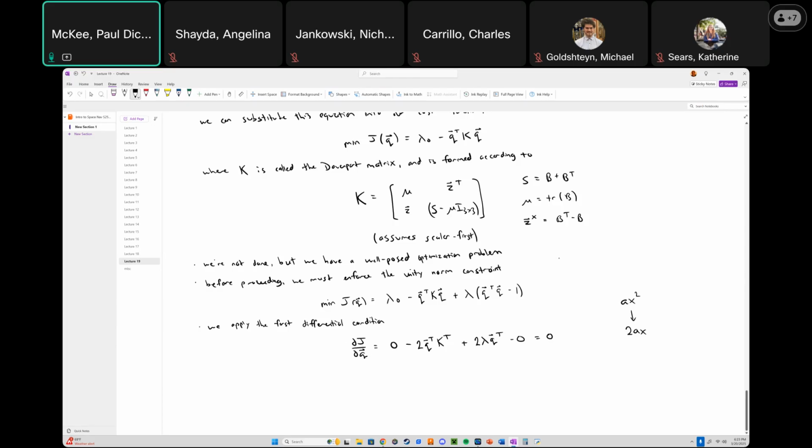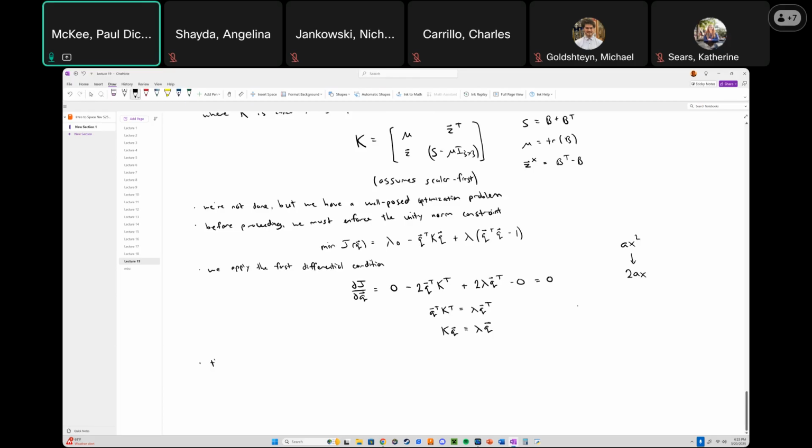So if we want to clean that up, that's the same thing as saying that Q transpose K transpose is equal to lambda Q transpose. Or KQ is equal to lambda Q, which should look a little familiar. This is an eigenvalue eigenvector problem. So we know that our solution, Q star, must be one of 4 eigenvectors of the attitude profile matrix, or sorry, the Davenport matrix. But which one?